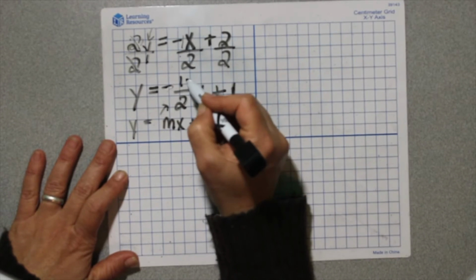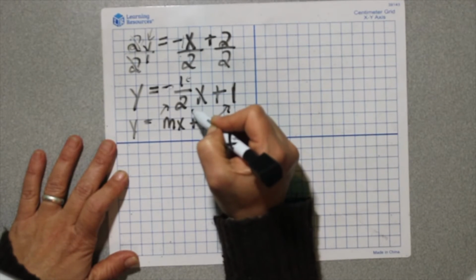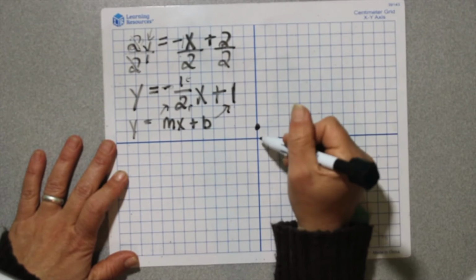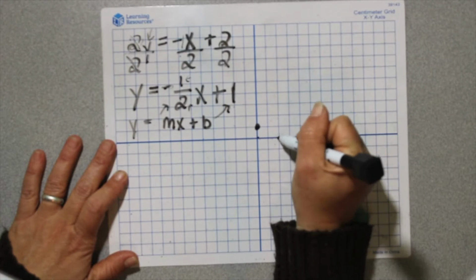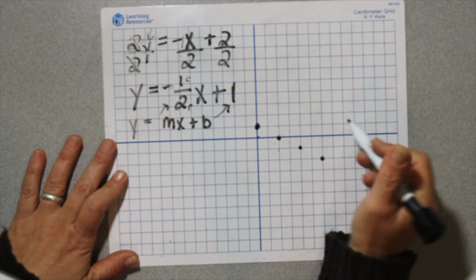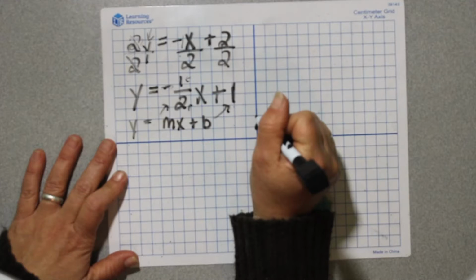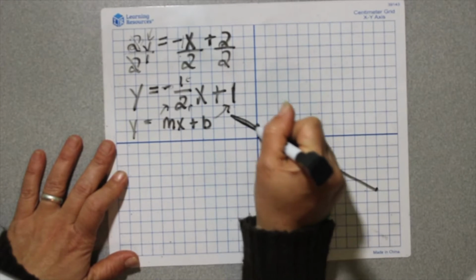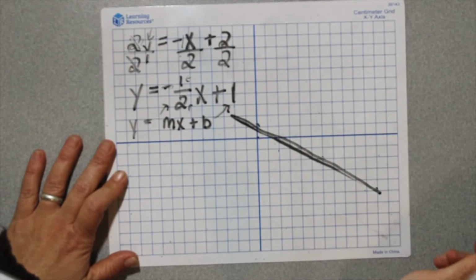Alright, so y-intercept 1, that means right there. And then 1/2, our rise is 1, our run is 2. But it's negative, so we're going to go down 1 over 2, down 1 over 2, down 1 over 2. Or we could go up 1, backwards 2. And there's our line, like that.